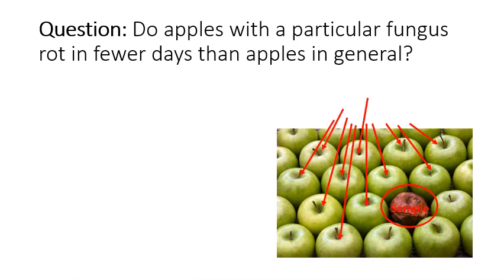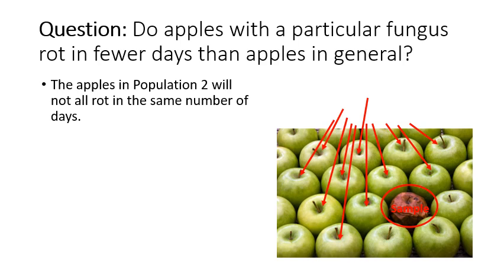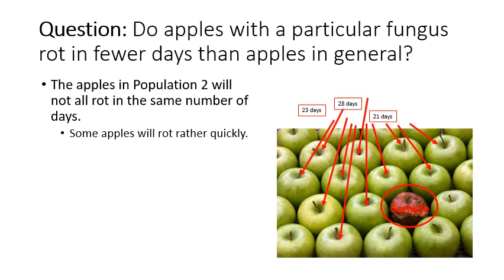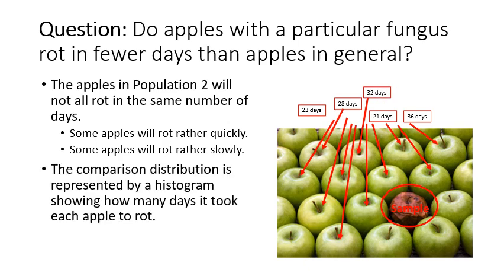So here's the thing. The apples in population 2 are not all going to rot in the same number of days. There's going to be some variability. Some apples will rot rather quickly, like this one, 23 days. Some apples will rot rather slowly, like these 32 days, 36 days. So the comparison distribution is represented by a histogram showing how many days it took each apple to rot.